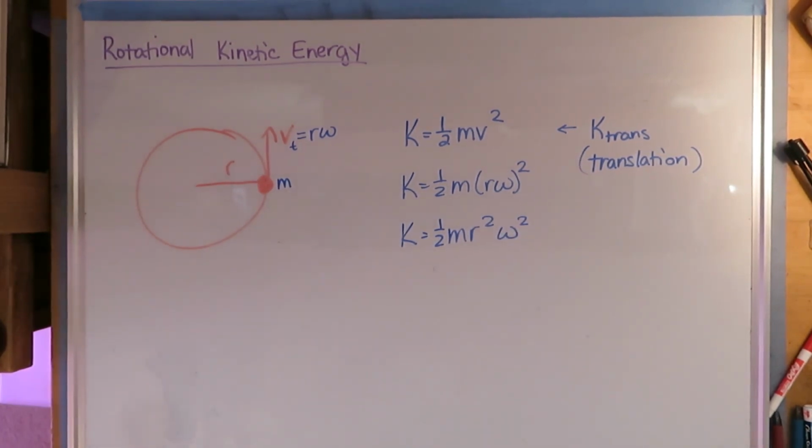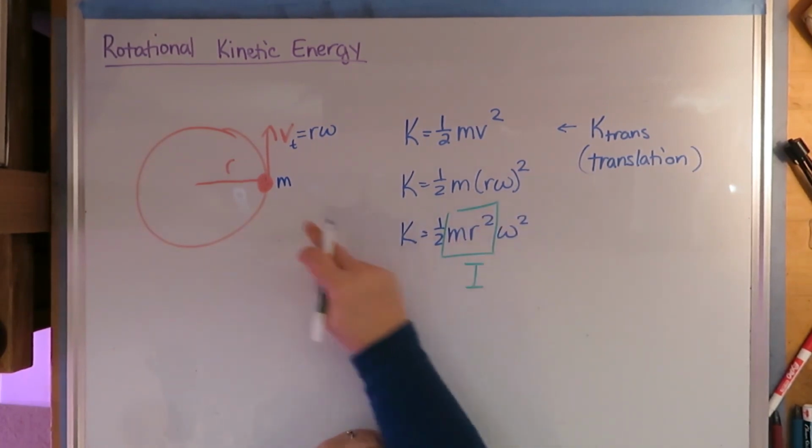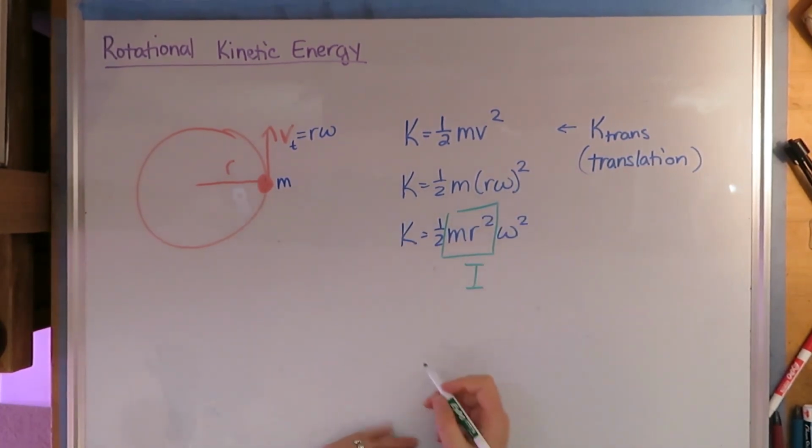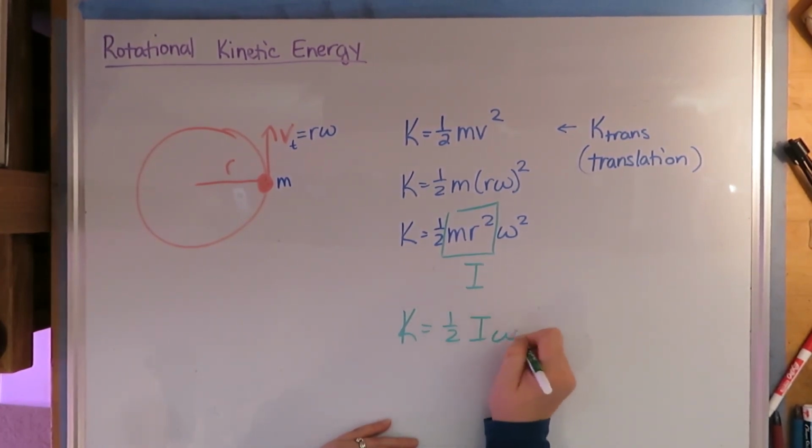And hey, what do you know? I've seen mr squared before. Mr squared would be the rotational inertia of a point mass. So this is a point mass and that's its rotational inertia. So K is going to be 1/2 I omega squared.